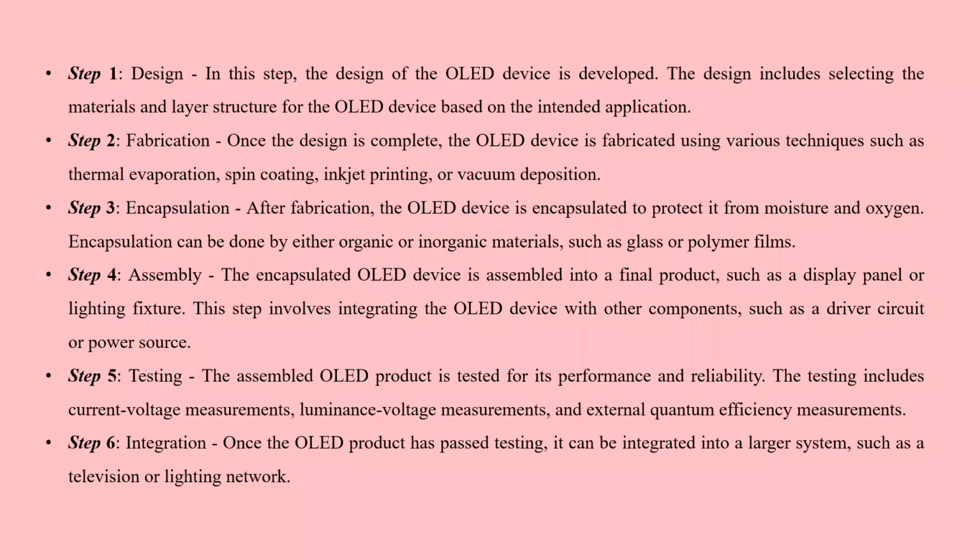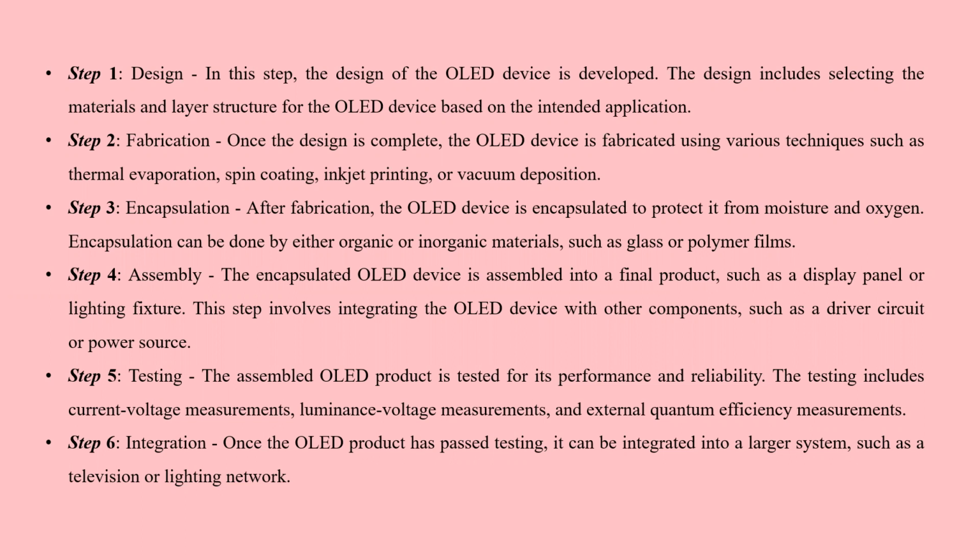First is design. We design an OLED device, developing it and selecting the materials and layers for the application. Next is fabrication. Once the design is complete, the OLED device is fabricated using various techniques such as vacuum deposition, etc. Then encapsulation. After fabrication, the OLED device is encapsulated to protect it from moisture, oxygen, and other environmental issues.